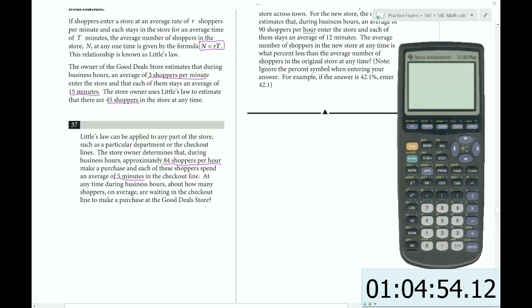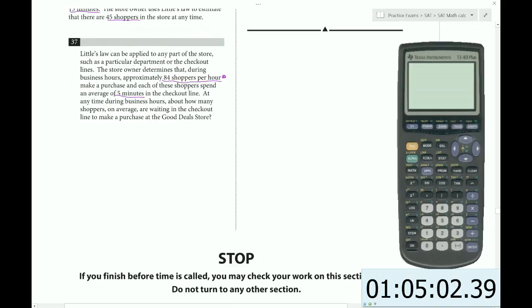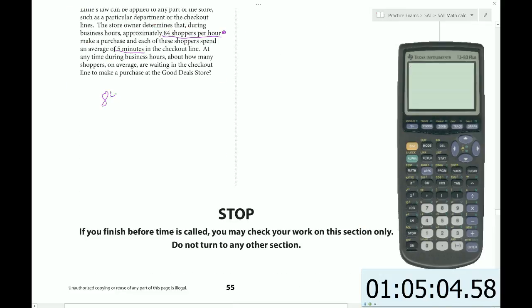Okay. So if you notice, the only difference here is that they're using shoppers per minute along with 15 minutes. Here they're using shoppers per hour. So we'd like to get shoppers per minute. So that's what we're going to do. We're going to do a unit conversion. So shoppers per hour, and we have to go from hours to minutes. There are 60 minutes in 1 hour. So it turns out we're going to need to divide 84 by 60.